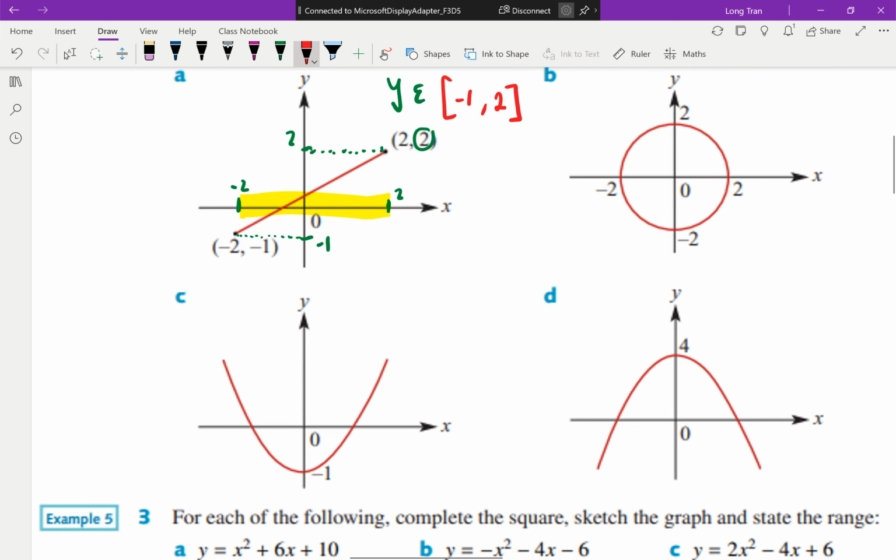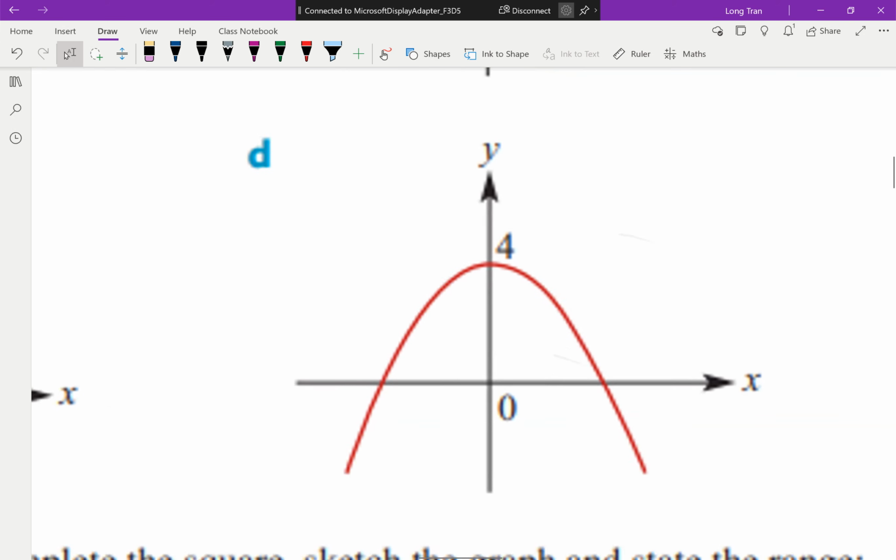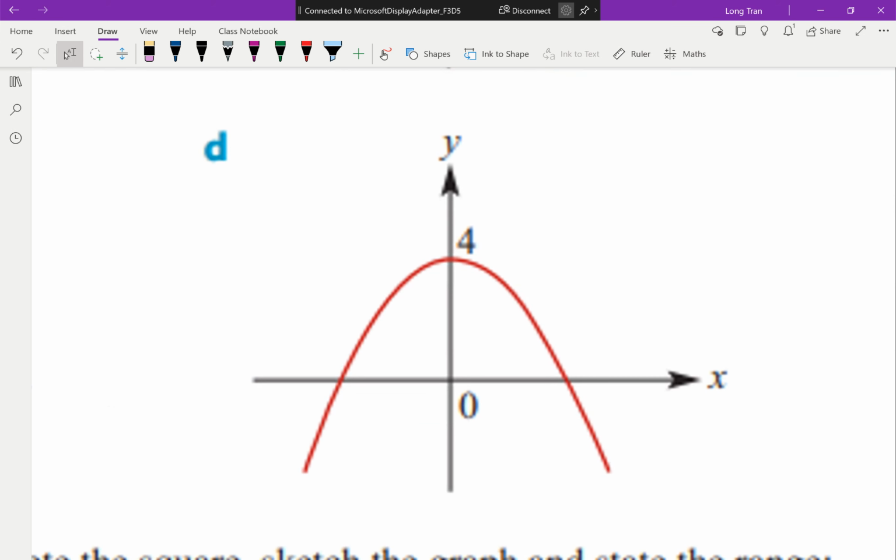Let's try something a bit more difficult then. What about D? What is my domain and what is my range? Domain should be easy. What's my domain? It's R. Very good. Because it can have every number.